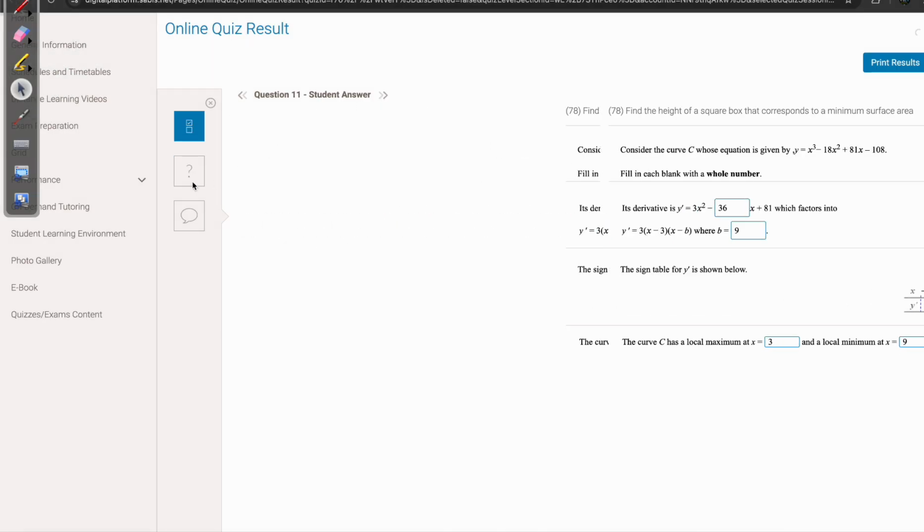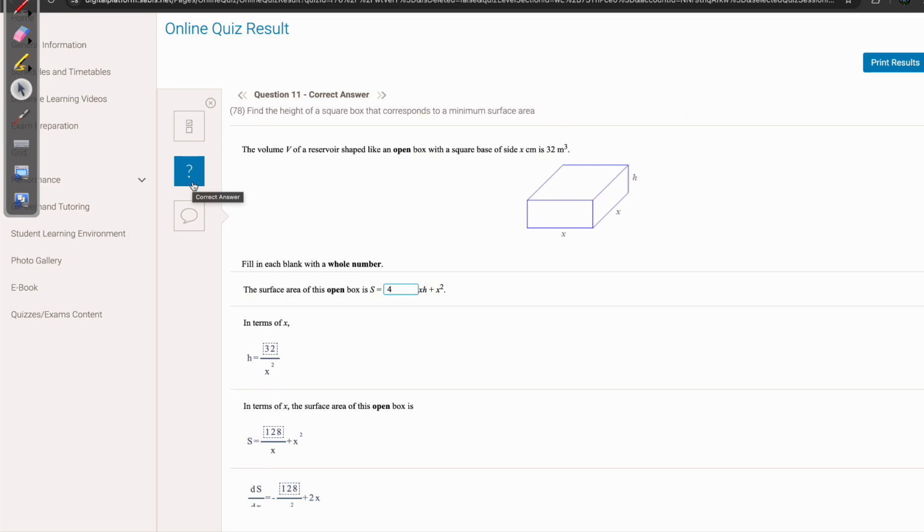Number 11. Oh my goodness, not this again. Same question each time, but just different numbers. The volume of a reservoir shaped like an open box with a square base of side x is equal to 32 meters cubed. The surface area of this open box.